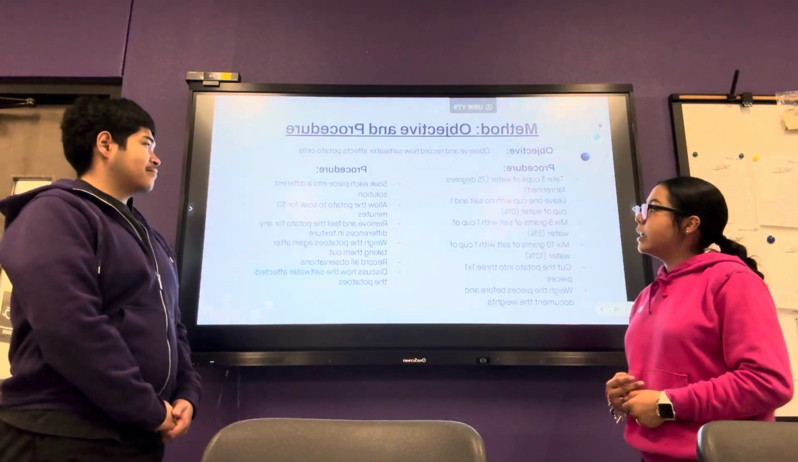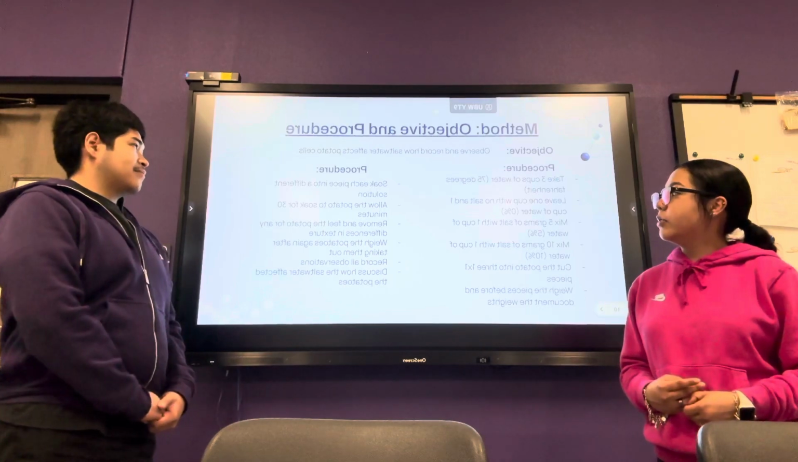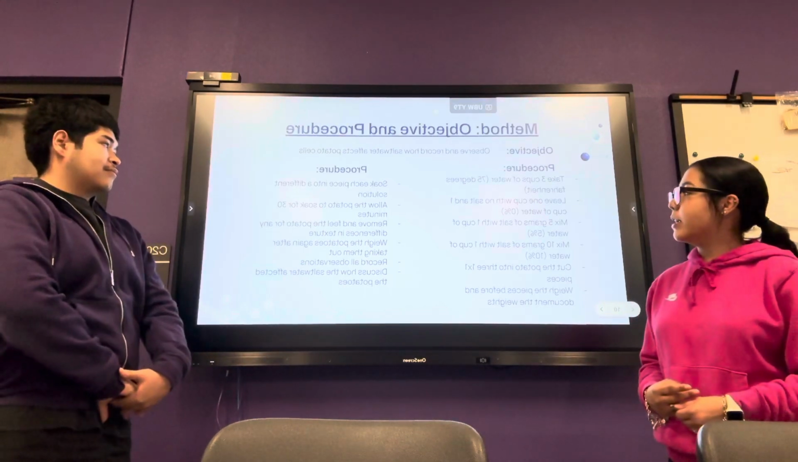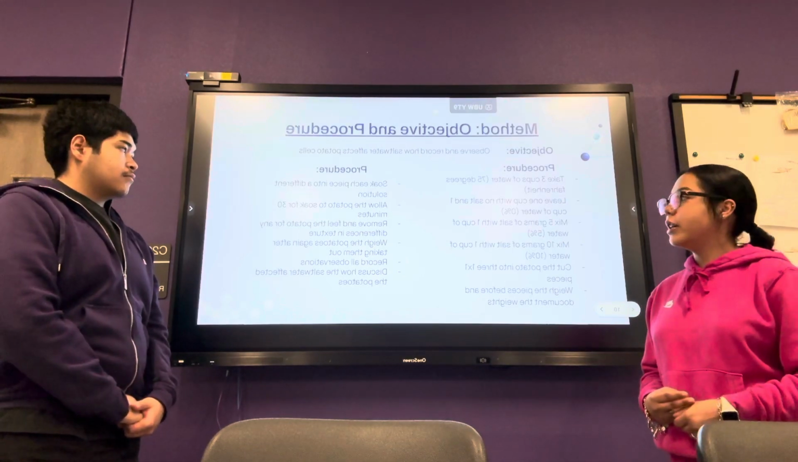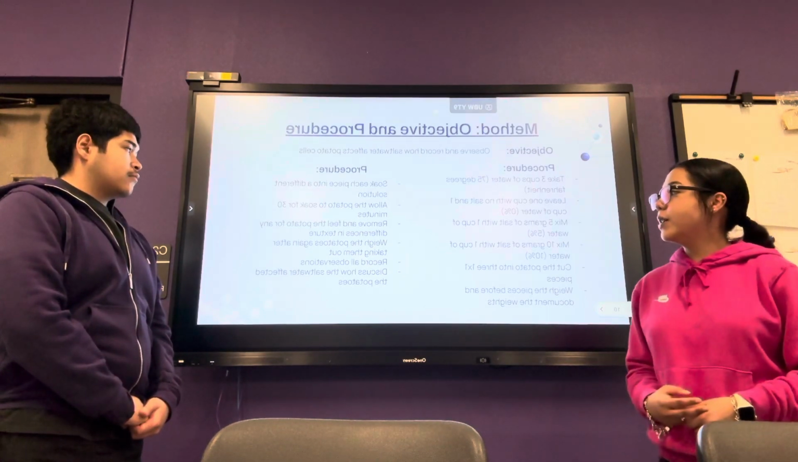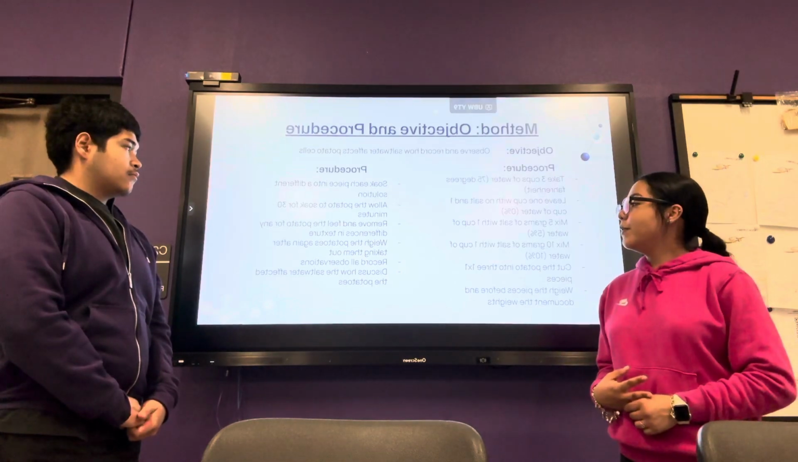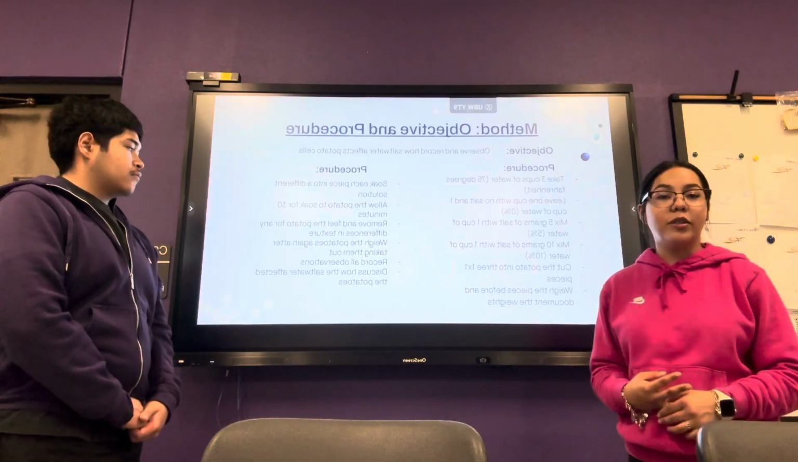The procedure is we're going to soak the pieces in the different solutions for about 30 minutes. We're going to remove the potatoes and feel them for any differences in texture. Following that, we're going to weigh the potatoes again after taking them out, record our observations, and discuss how the salt water went on to affect the potatoes.